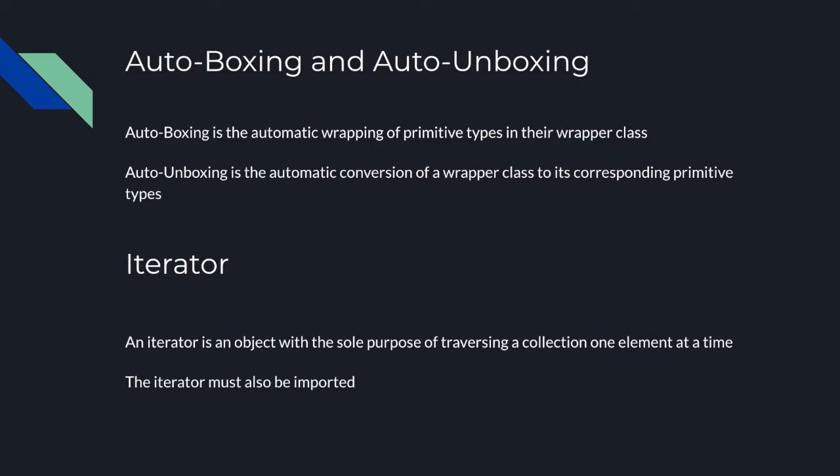Auto-boxing and auto-unboxing. Auto-boxing is the automatic wrapping of primitive types within their wrapper class. Auto-unboxing is the automatic conversion of a wrapper class to its corresponding primitive type. Another Java utility is the iterator. The iterator is an object with the sole purpose of traversing a collection one element at a time. These must also be imported as they are a part of Java.